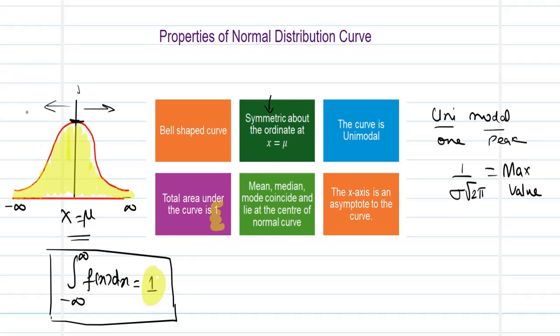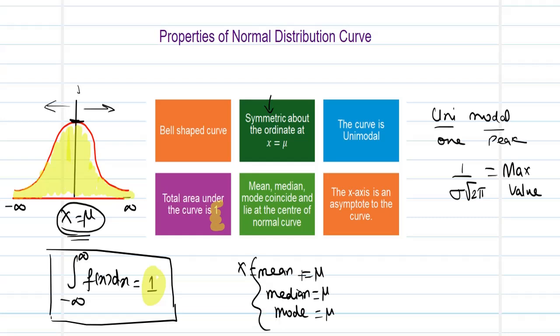What is the next property? The next property says that mean, median and mode coincide and lie at the center of the normal curve. We already know that the center of the normal curve is x equal to mu. What does mu represent? Mean. So x equal to mean equal to mu. Median is also equal to mu, and mode is also equal to mu.